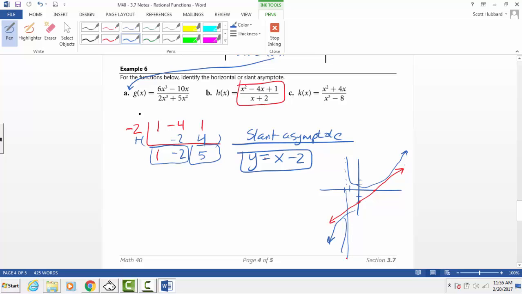Okay. So basically, if the power is different by 1, just do synthetic division to get your slant asymptote. And you don't need to care about the remainder at all. So when you're finding the slant asymptote, you can just disregard the remainder. Okay? And all you need is the actual part from the synthetic division that wasn't the remainder.